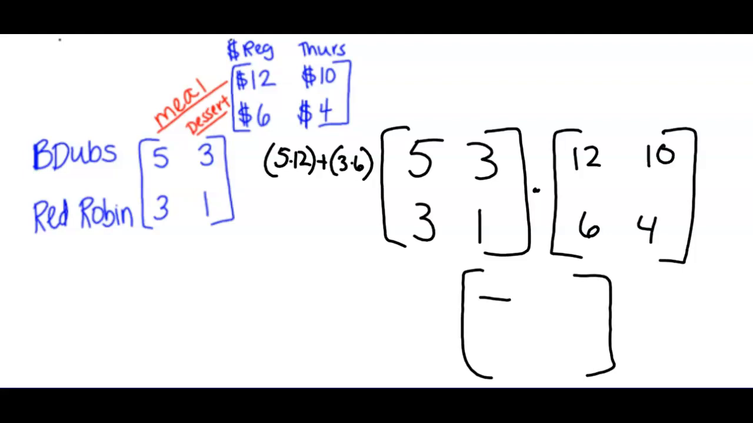Okay? And then we would do the first row, second column. What would be this times this. So over here we have 5 times 10 plus 3 times 4. Okay? Questions on that?